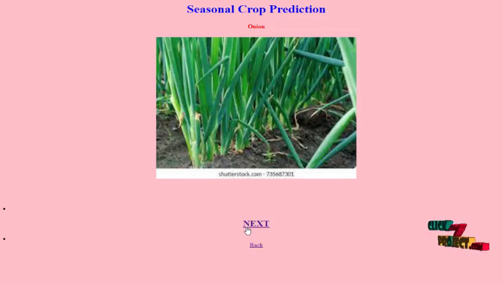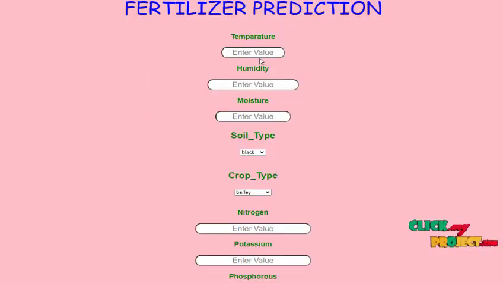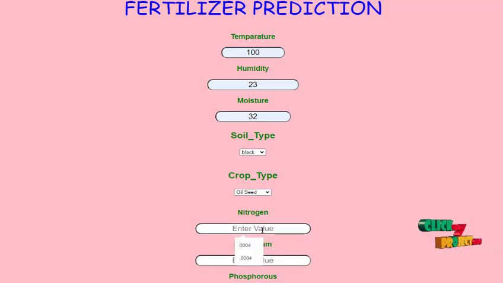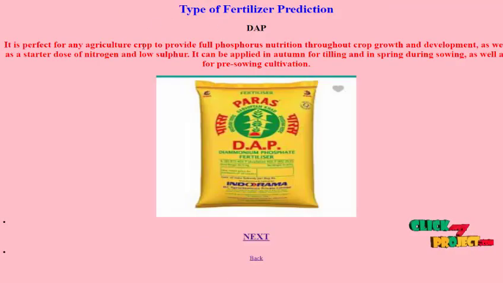Next module is fertilizer. Giving temperature 100, humidity 23, moisture 32, soil type black soil. I am choosing oil seed crop type. Nitrogen is 80, potassium 1898, phosphorus 85. The predicted fertilizer is DAP fertilizer.